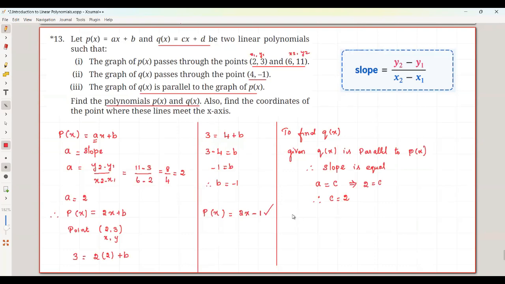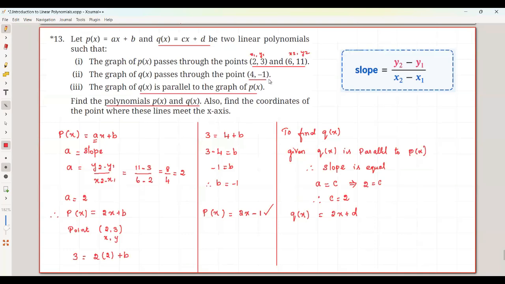Now q of x is equal to cx plus d, so we can write it as 2x plus d. I have to find out the d value. After finding the d value, we will get q of x. So how can we find the d value?